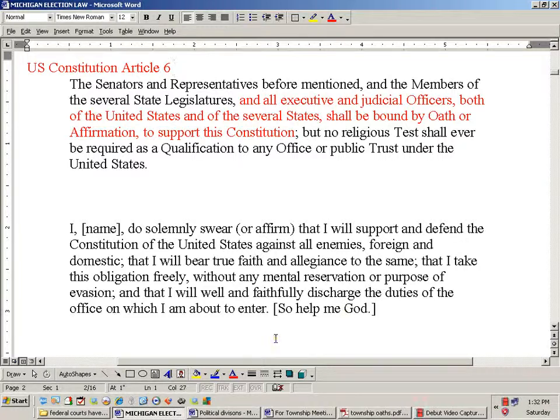Which is I. And now you can see they got name in a bracket. I don't think that's supposed to be there. Right? Things in boxes aren't supposed to be on paper. Do solemnly swear and affirm that I will support and defend the Constitution of the United States against all enemies, foreign and domestic, and I will bear truth, faith, allegiance to the same, that I take this obligation freely without any mental reservation or purpose of evasion, and I will well and faithfully discharge the duties of the office of which I am about to enter. And again, bracketed, so help me God. Those, no sentence structure much better than me.